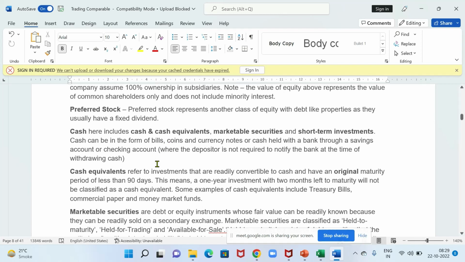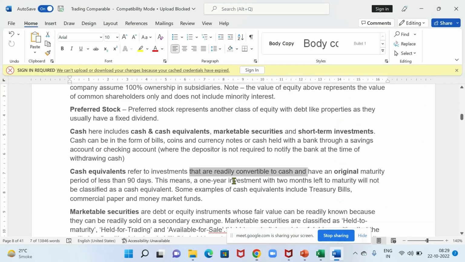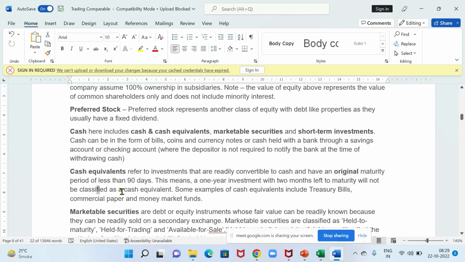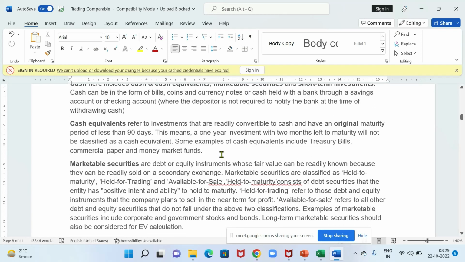So cash can be in the form of bills, coins, currency notes, or cash held in the bank through savings accounts or checking balance. Cash equivalents refers to investments that are readily converted to cash. Cash equivalents are investments that are readily convertible to cash and have an original maturity of less than 90 days. I'll say less than 1 year right now. You should consider that. This means a 1 year investment with 2 months left to maturity will not be classified as cash equivalent.